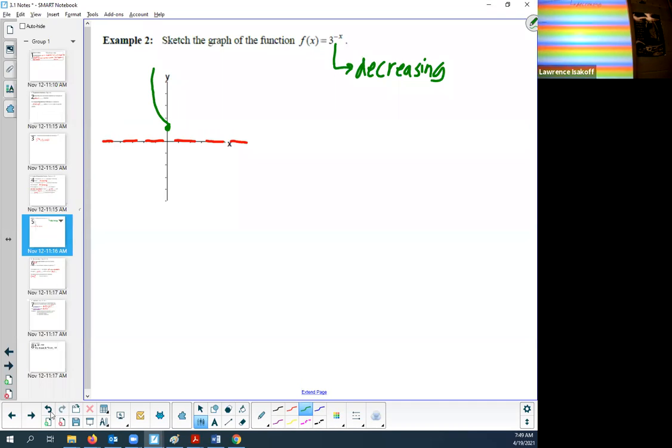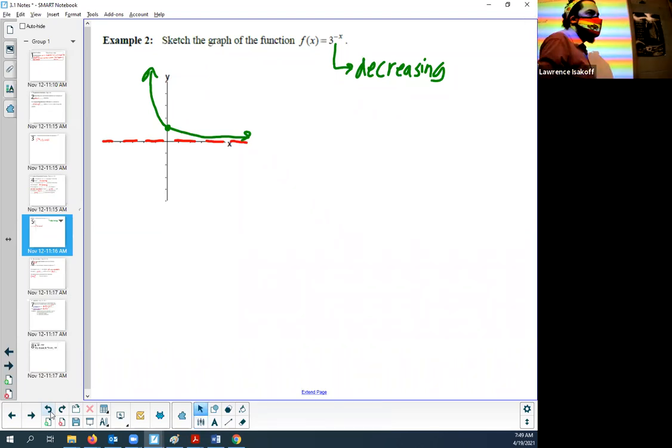Was a little off on that. Let me go again. There you go. And that's it. Sometimes they might have a +2, that means just shift the whole thing up 2. If it's like +2 sitting on the end, all those shifts we learned in chapter 1 still apply.